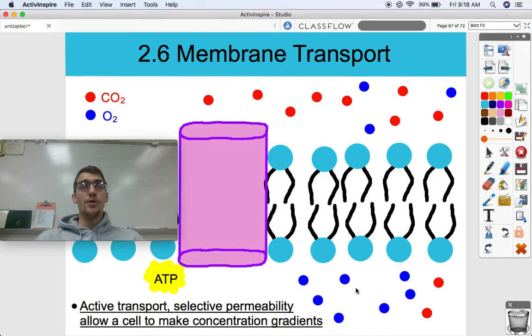For example, your neurons, the cells that make up your nervous system, your brain, your spinal cord, all that stuff, need to have a particular concentration of sodium on one side and potassium on the other side in order to be at what's called resting potential, so that they can send signals from one cell to the other, and so that your body can function as a whole and your brain can work. Without being able to establish these concentration gradients, your nerve cells would not work. Many cells need to control and manipulate their concentration gradients in such a way that they can control what comes in and what comes out. All right, so that's active transport.